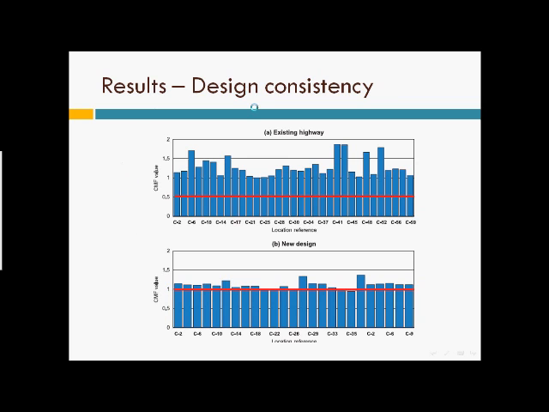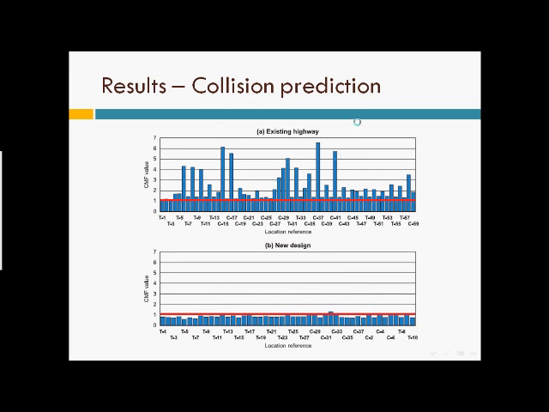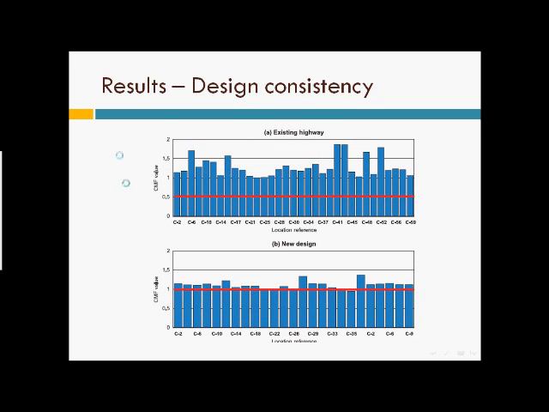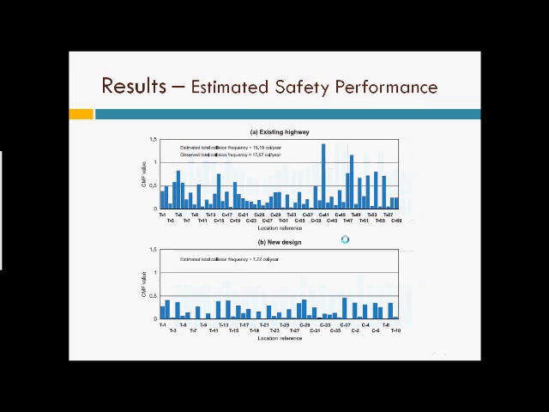Also for the design, this was for the collision prediction using the input data of lane width, shoulder width, and these stuff. But if we go for the design consistency, we will also have different CMF values, that is different from the existing highway and the new design. We will combine all of them and we will get the total collision.